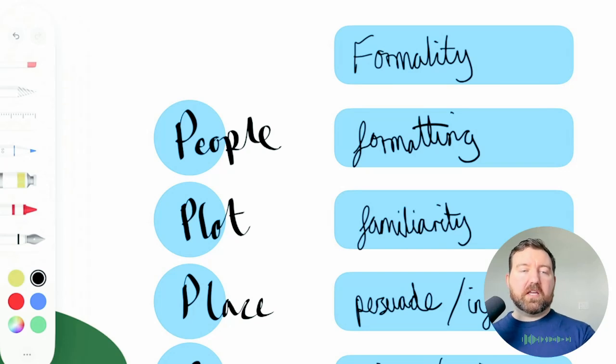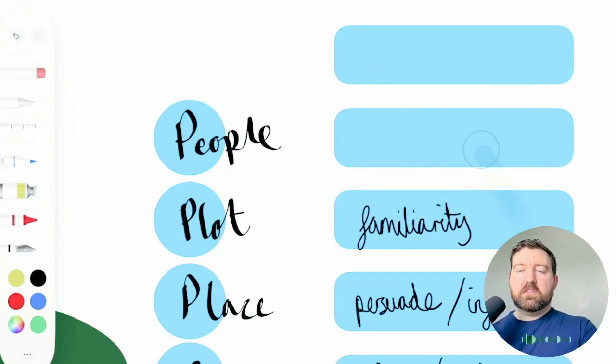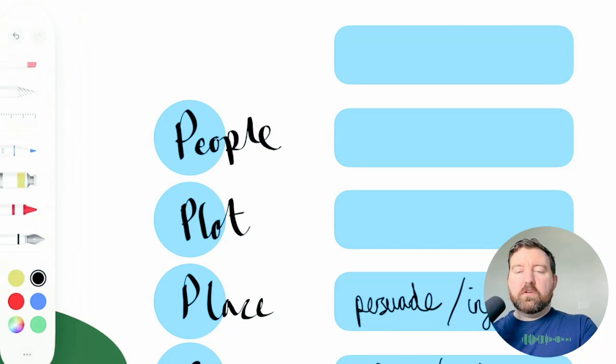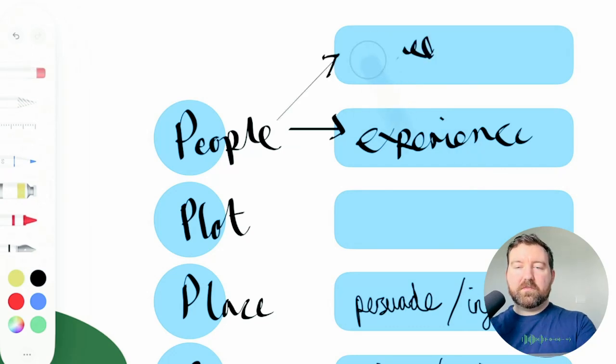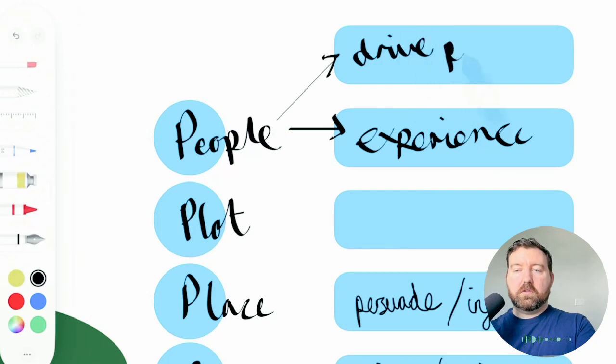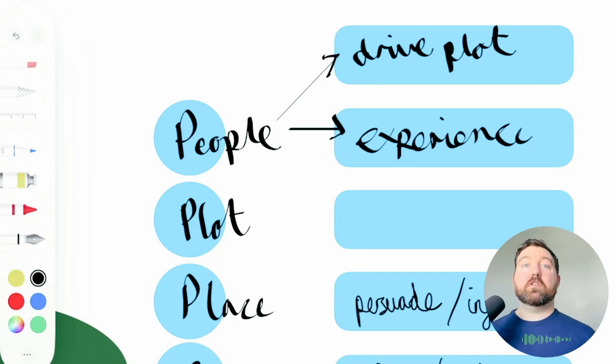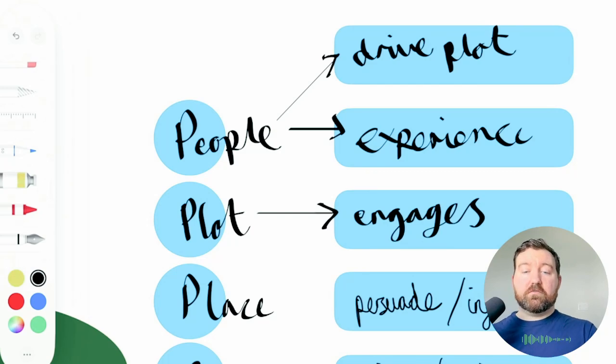Why are the people, aka the characters, important? The main reason that the people or the characters are important is because they sort of give a sense of the experience of your story, and also they drive the plot forwards. Without characters doing things, how can you drive the plot forwards, right? It doesn't really make sense. So you need those plot drivers. The plot obviously is important because this is what's happening. This is what engages the reader and actually makes it worth reading.